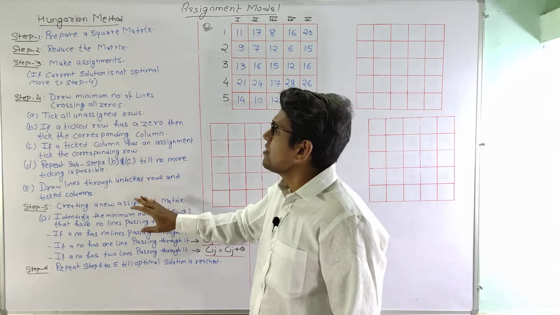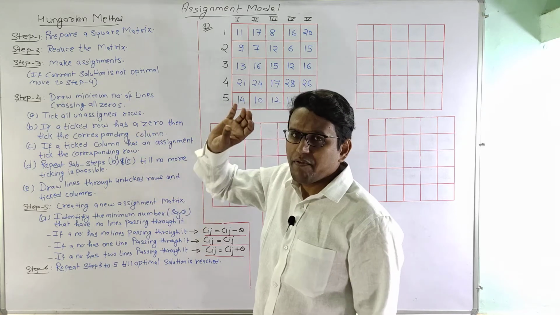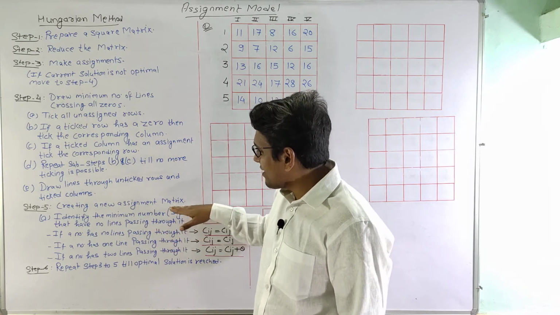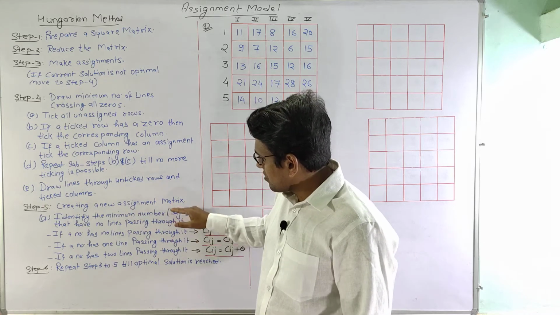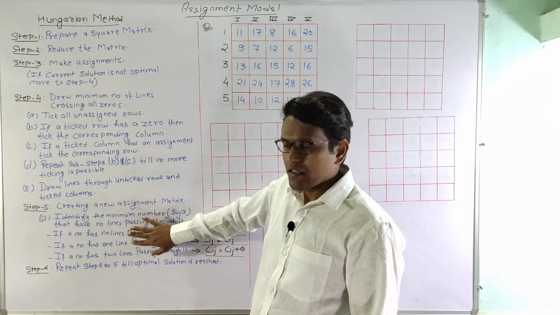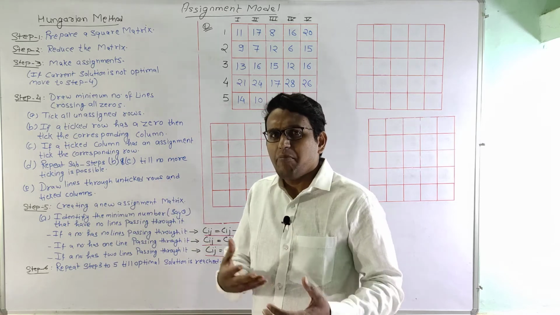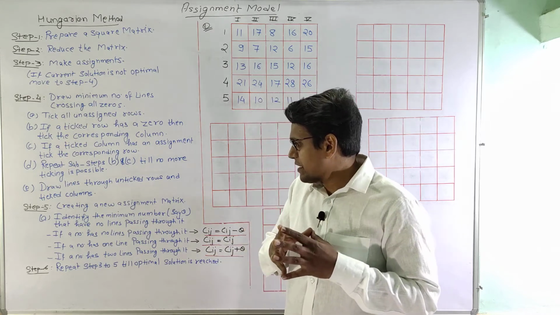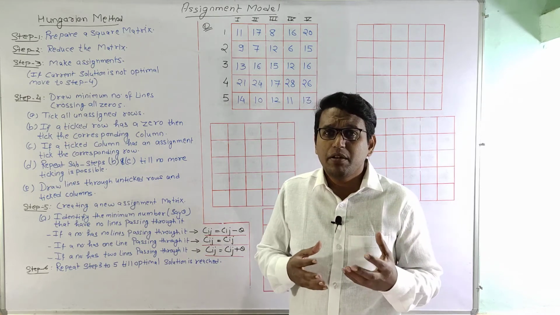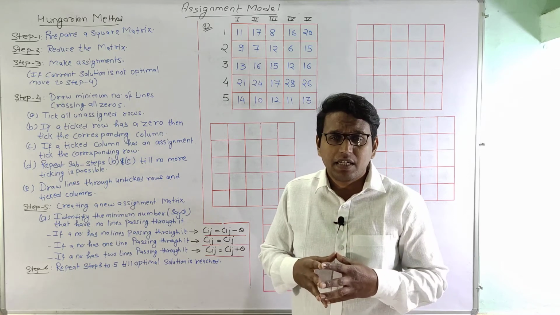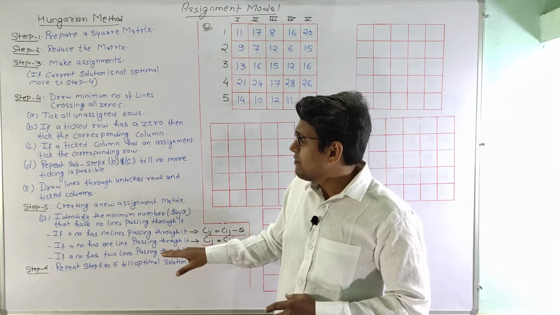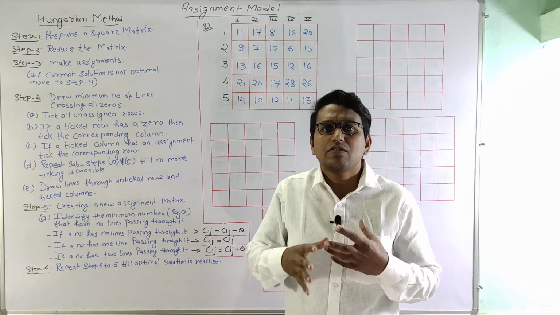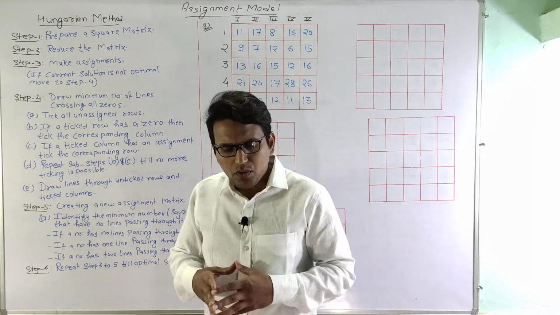So these are some steps we need to follow to draw the minimum number of lines crossing all zeros. And after this we need to create a new assignment matrix, and we also have certain steps here to make the new assignment matrix. And after making the new assignment matrix, we will try to assign in that particular matrix. So if the solution is optimal, then we will calculate the value of z. If our solution is not optimal, then again we will go to step 3 and repeat the procedure till an optimal solution is reached. So let us quickly move on to the question.